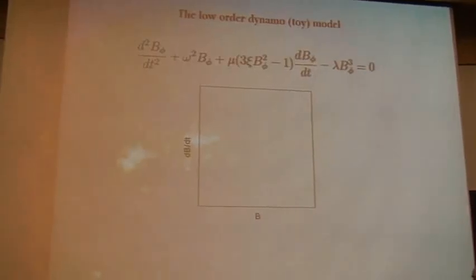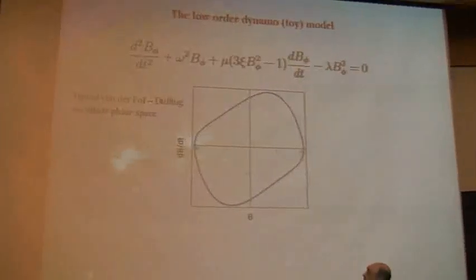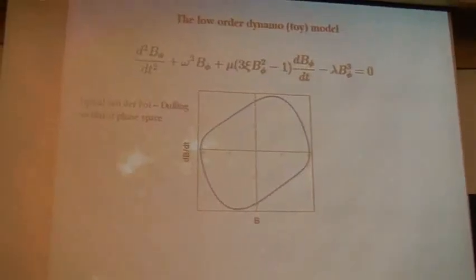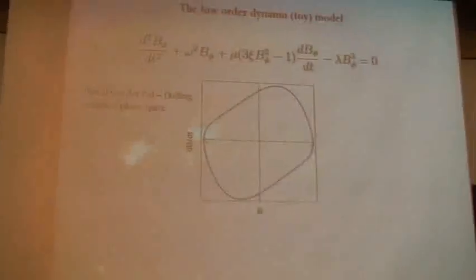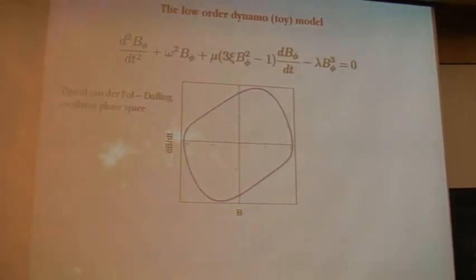And this expression is what everyone calls the Van der Pol-Duffing oscillator. And the stable solutions for this equation are in the phase space, as depicted here.